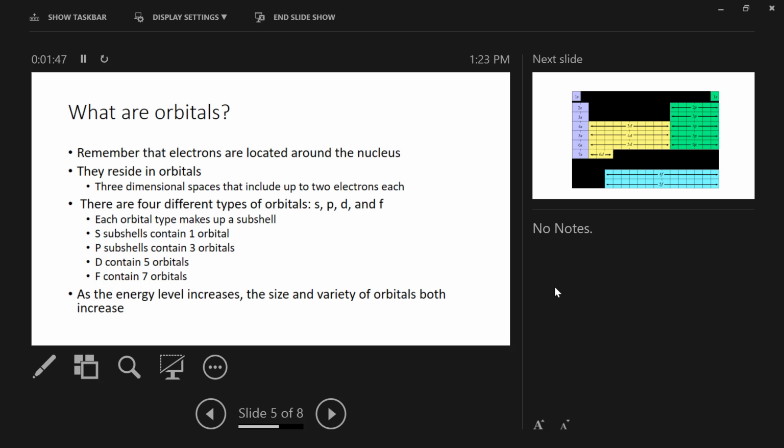So last point from this slide is as the energy level increases, so as we go from the first energy level to the second energy level to the third, fourth, fifth, sixth, seventh, the size of the orbitals increases and the variety of orbitals increases.